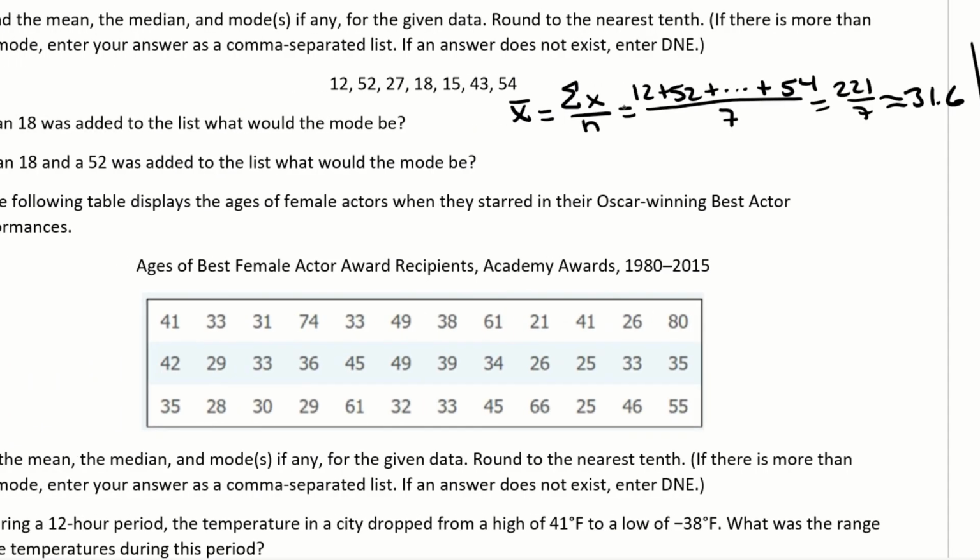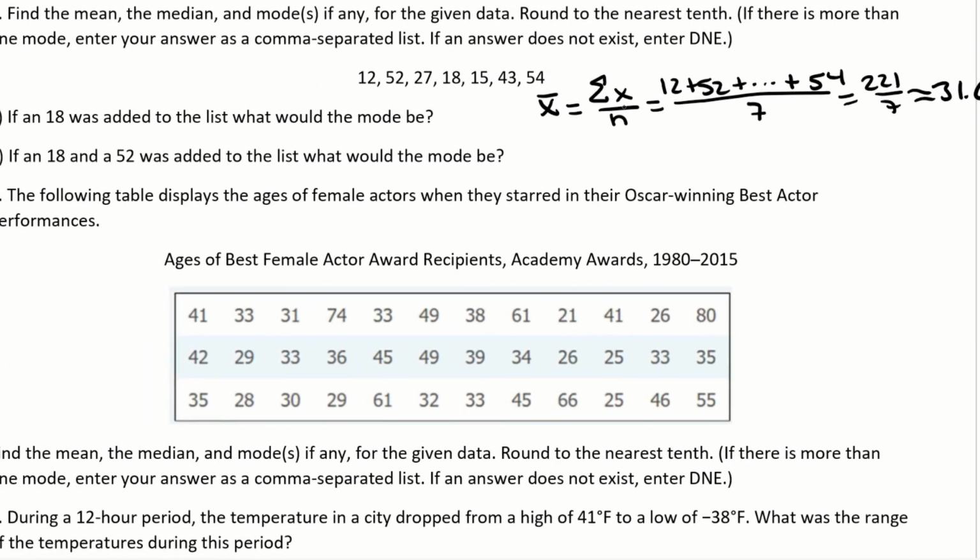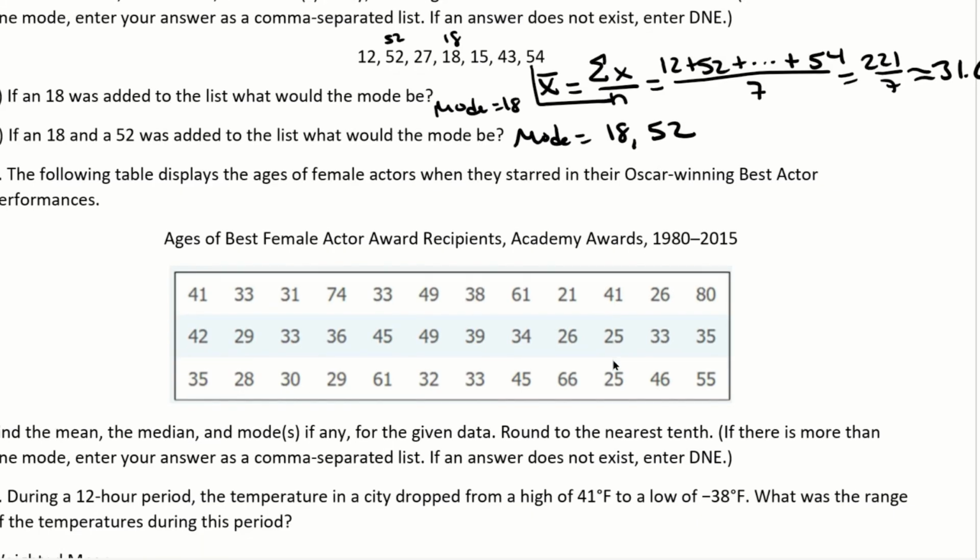Okay, so that's number 1, and then we're going to look at part A. For part A, if there is an 18 that's added, then there's going to be two 18s, in which case the mode is going to be equal to 18. For part B, it says if there's an 18 and a 52, then there's going to be two 52s and then two 18s, so there's going to be two modes. The mode is going to be 18, 52. All right, that's it for number 1.